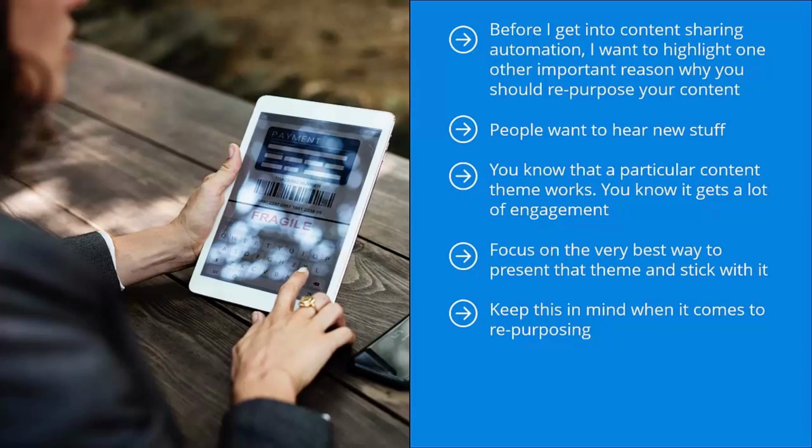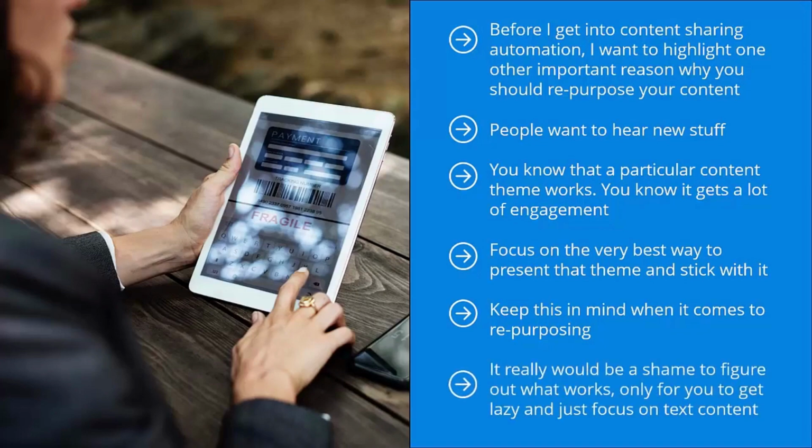You want your social media feeds to consist of highly successful content as much as possible. It really would be a shame to figure out what works, only for you to get lazy and just focus on text content. I'm sorry to say it, but text content can only take you so far, which brings me to content sharing automation. Since you're going to be sharing a lot of content, and much of this content being third-party as well as original and repurposed content, you're probably going to have your hands full if you decide to do this manually.